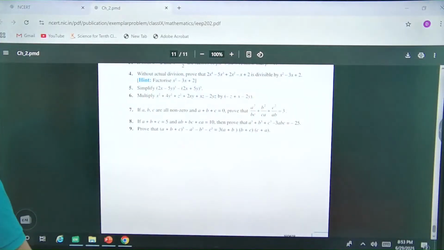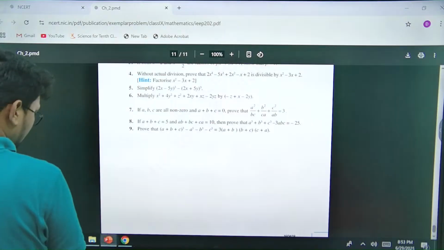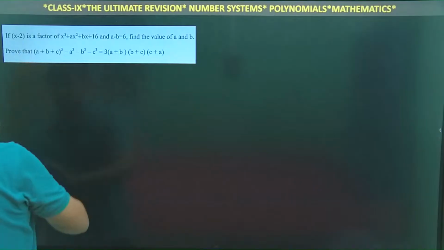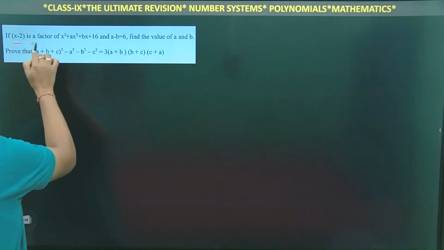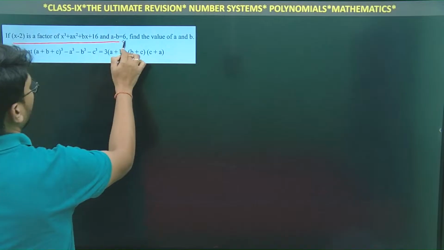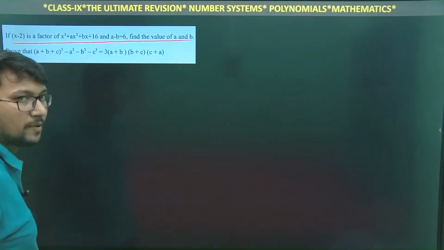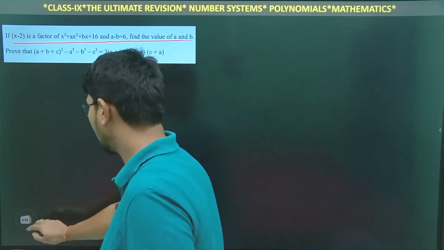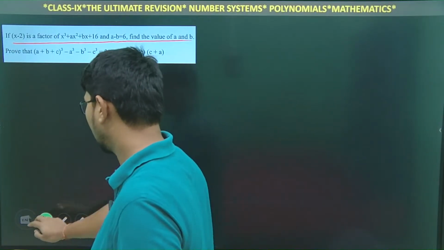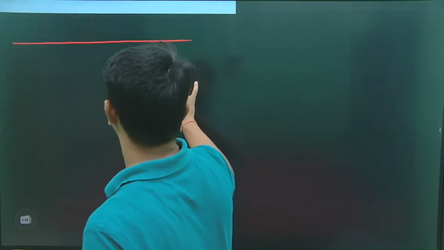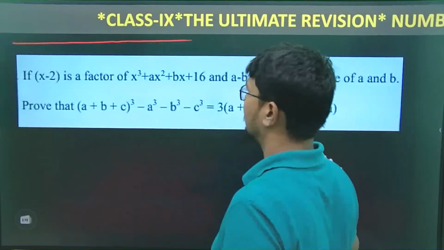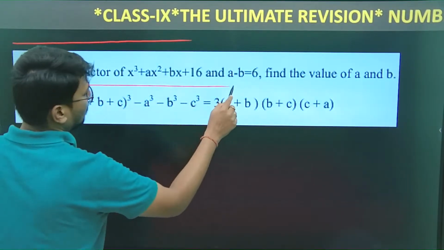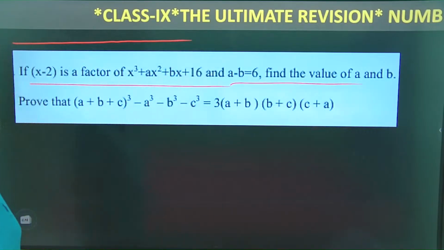So the next question is here. Children, if x minus 2 is a factor of this and a minus b is 6, find the value of a and b. Is the question visible? Tell me. Read the question. We have to find a and b.